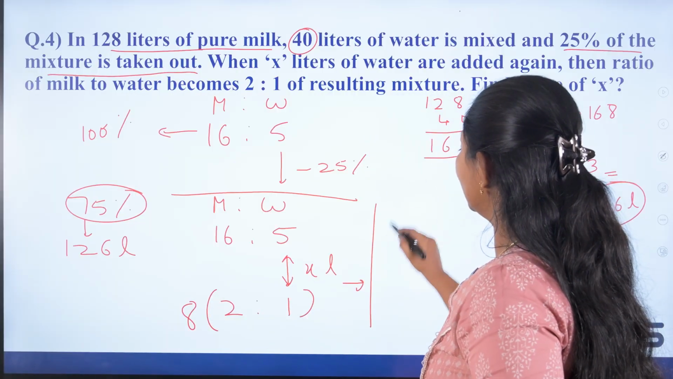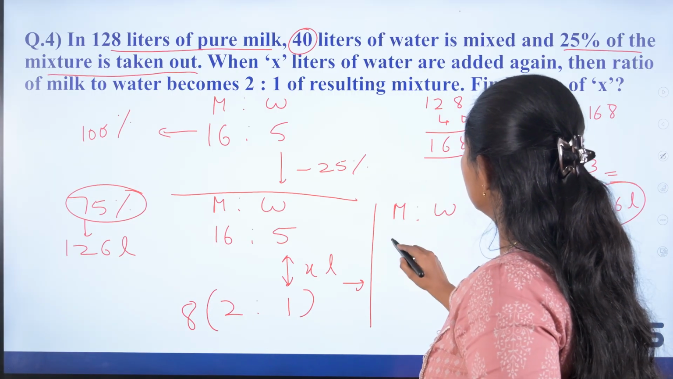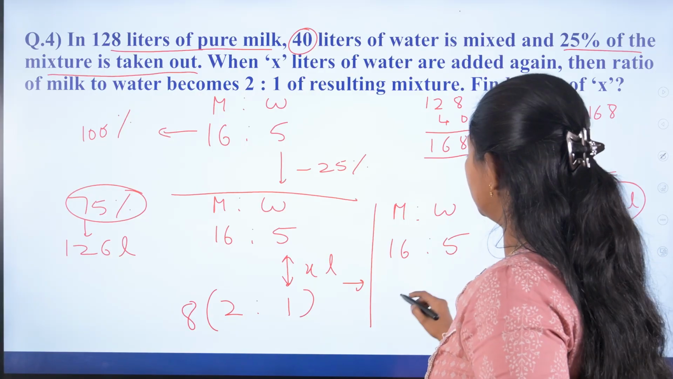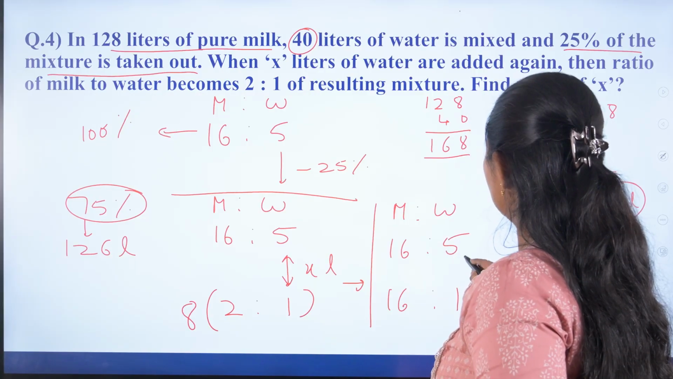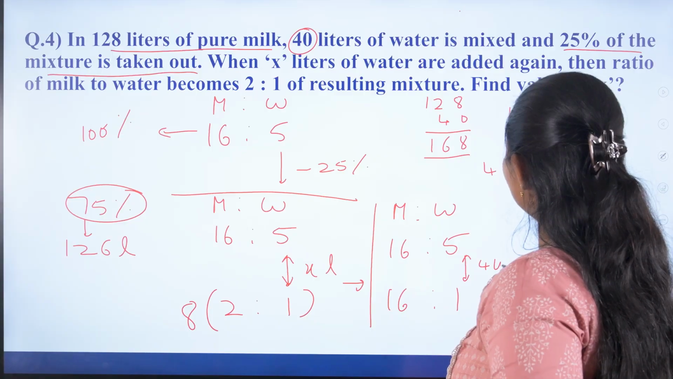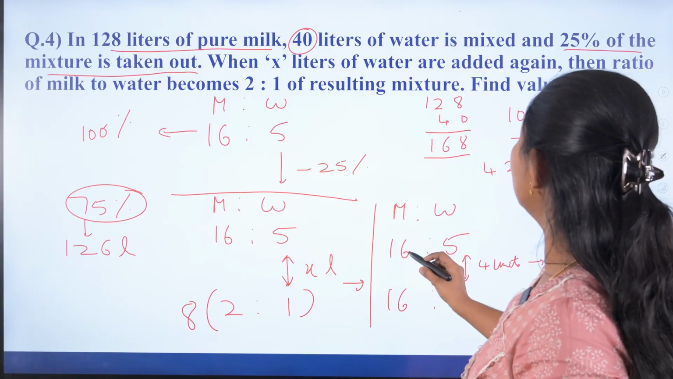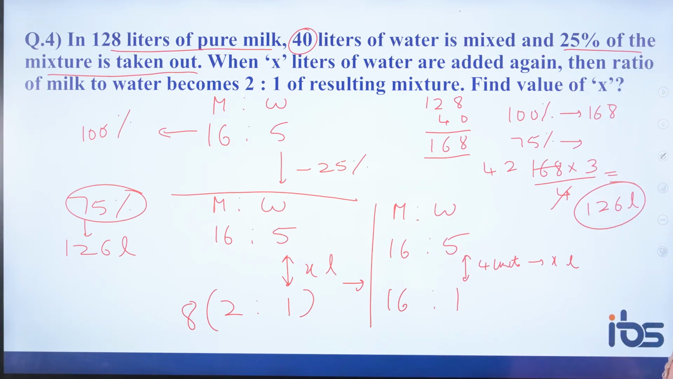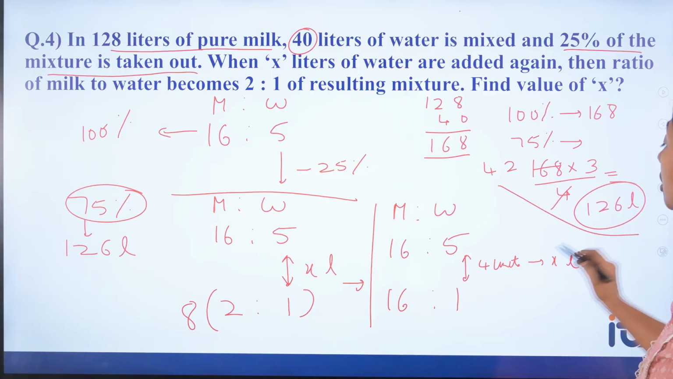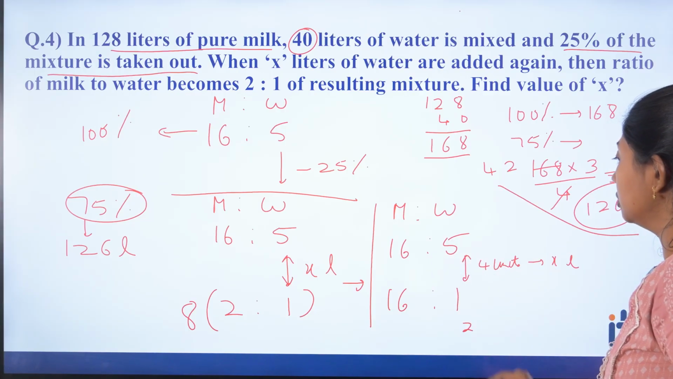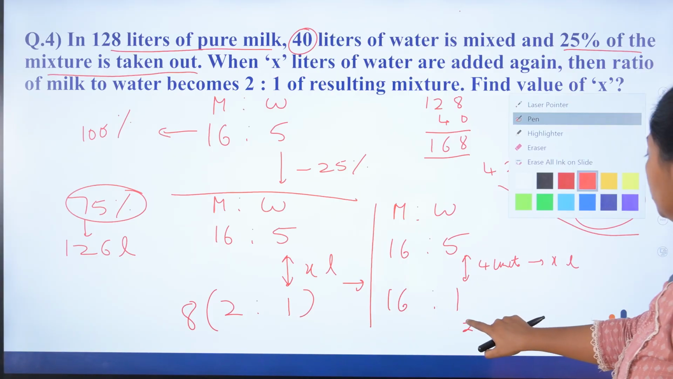So what you are getting? Milk to water, new ratio, 16 is to 5, and you are getting here 16 is to 1. So here 4 units is nothing but equal to x liters. So what have they given? 16 plus 5. 16 plus 5 means how much you are getting? 21 units.